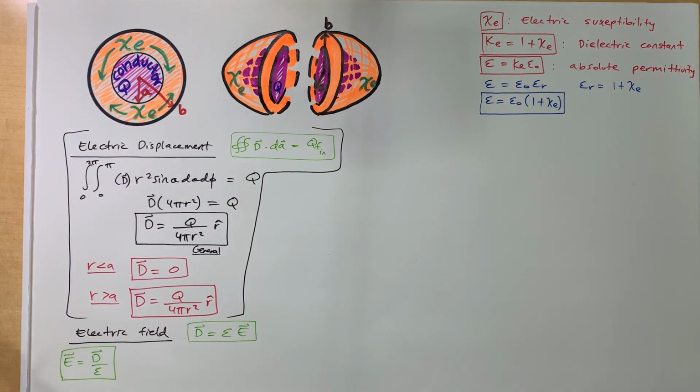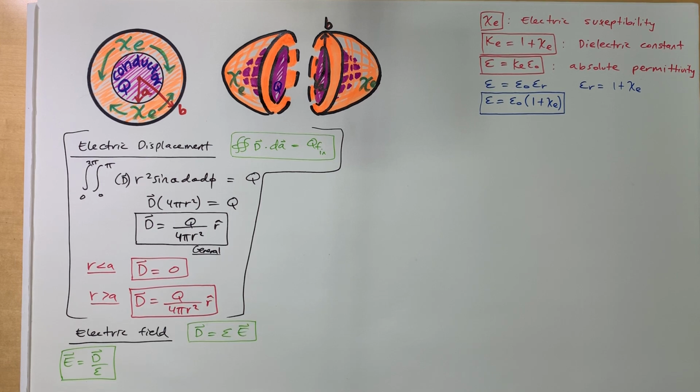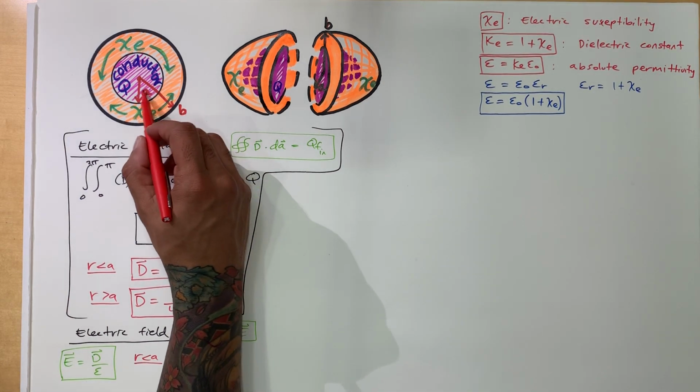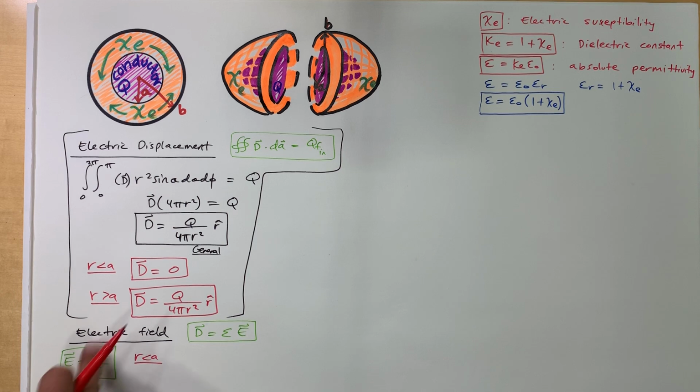We have to describe the electric field for different regions, just like we did with the electric displacement. So first, let's look at r less than a. So we're inside here, and what do you think? If D is 0, then E is 0. So E is going to be 0 in that region.